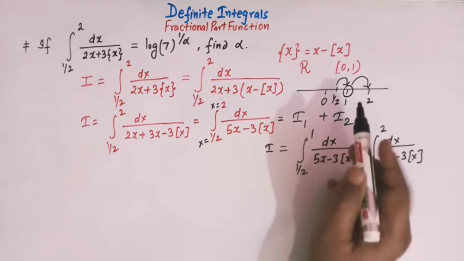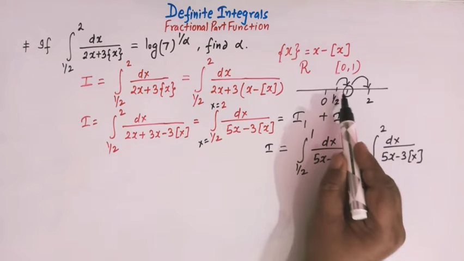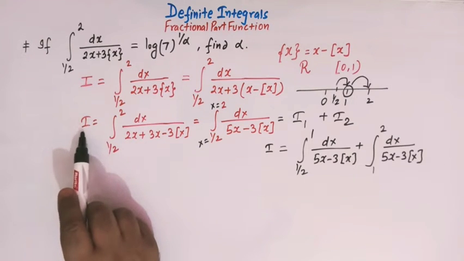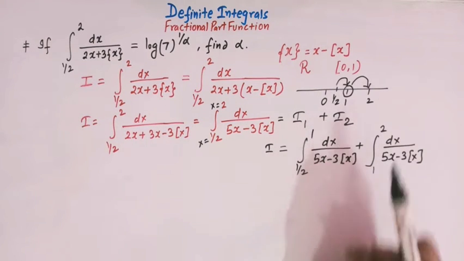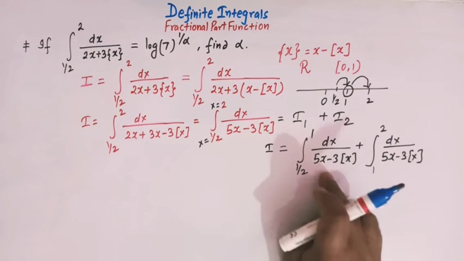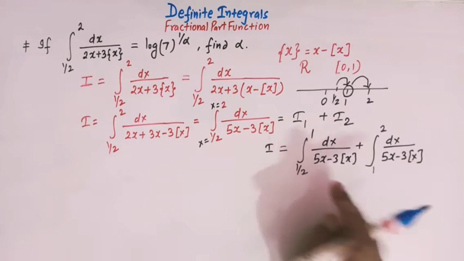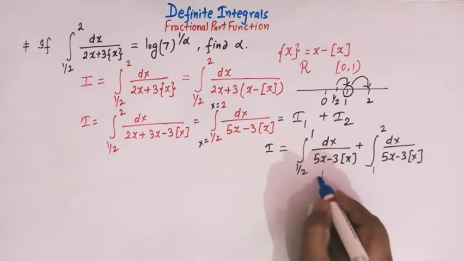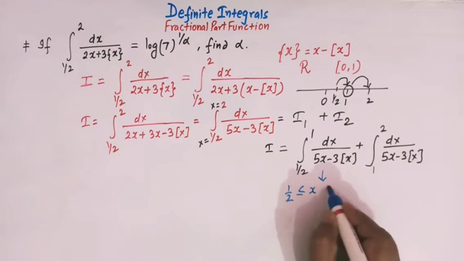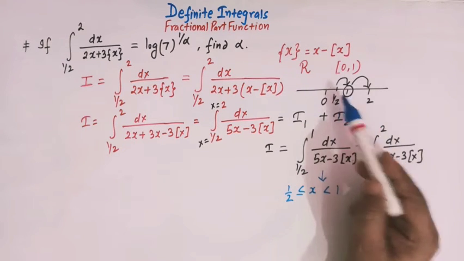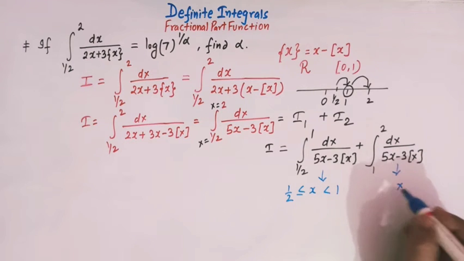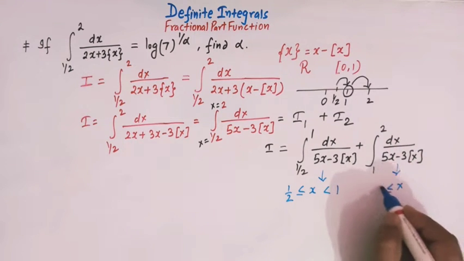And 1 is the point, that is the integer, where we have split this integral I as a sum of two integrals. Now let us first consider this integral I1, right? So here we see that x lies between half and 1, and here x lies between 1 and 2, right?